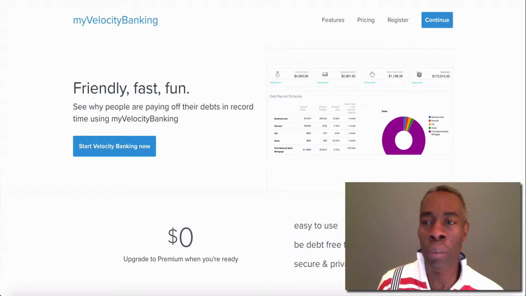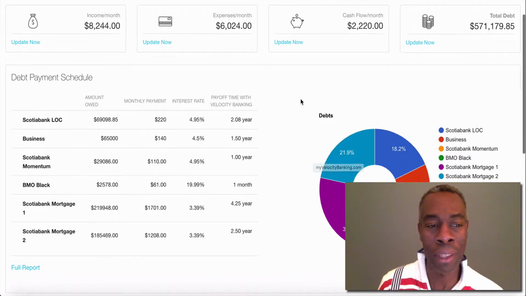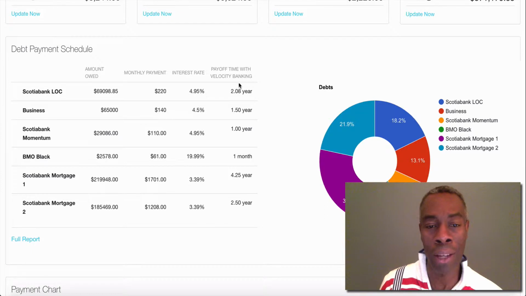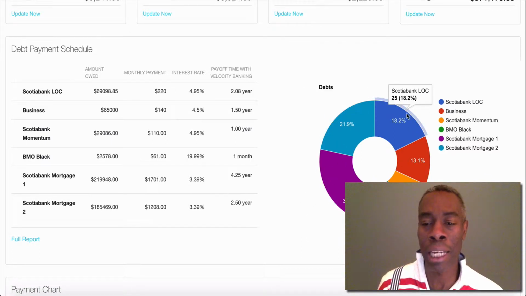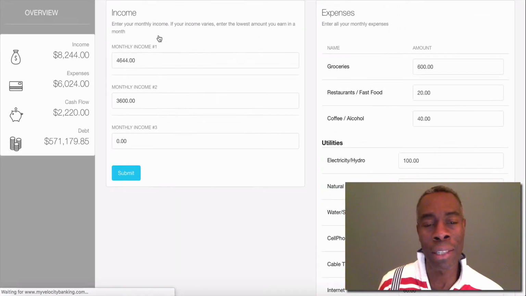All right, so we're going to jump right into an example of one of our users. He's already entered his information: income, expenses, the cash flow, and of course the total debt that he is trying to pay off. What's really neat about this application is that it tells you how long it's going to take to pay off any of these debts using the Velocity Banking method. It also visually displays the debts, so you get a sense of which one is the highest and which one will probably take you the longest to pay off. So let's see what he's entered in.